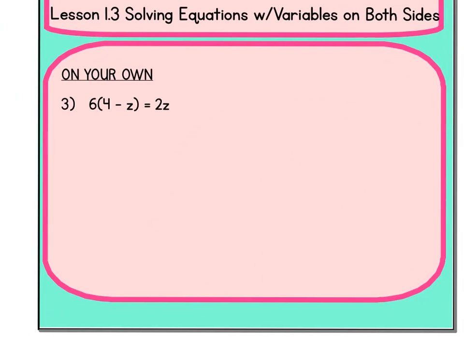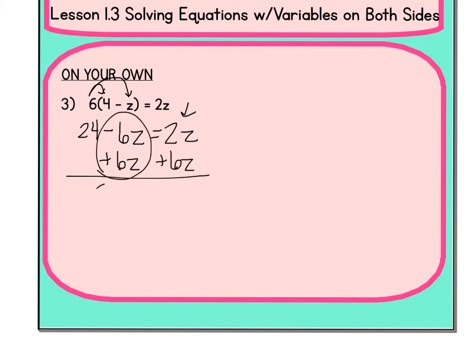Problem 3, we had to distribute. So we have 6 times 4, which is 24, minus 6 times z, which is 6z, equals 2z's. We want to get our z's to the side where they're by themselves, which is over here, so I'm going to add 6z's to both sides. 2z plus 6z gives us 8z's. We divide both sides by 8, and z equals 3.